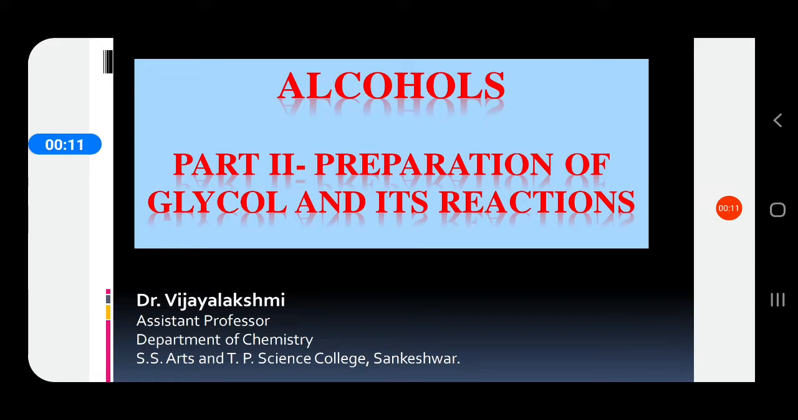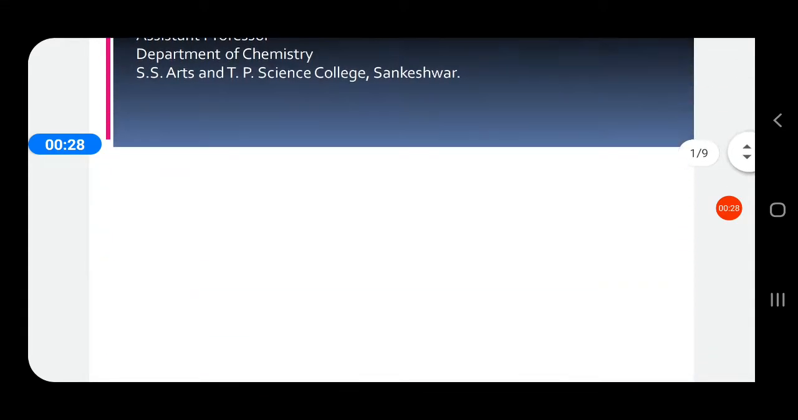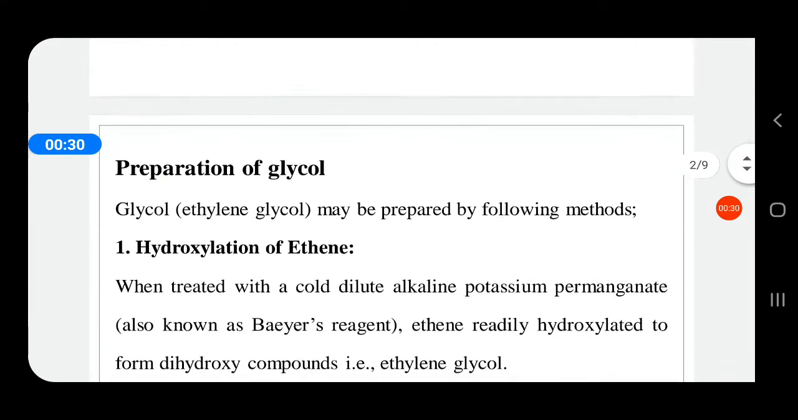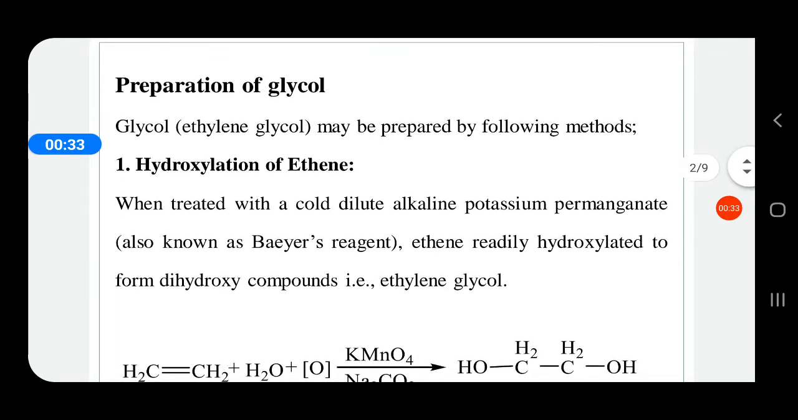In the last video, we have discussed classification and nomenclature of alcohols. In this video, we are going to discuss preparation of glycol and its reactions. So you may remember what is glycol. Glycol is a dihydric alcohol which is also called ethylene glycol.